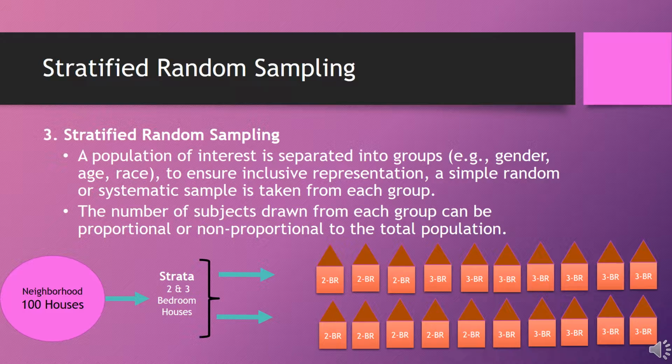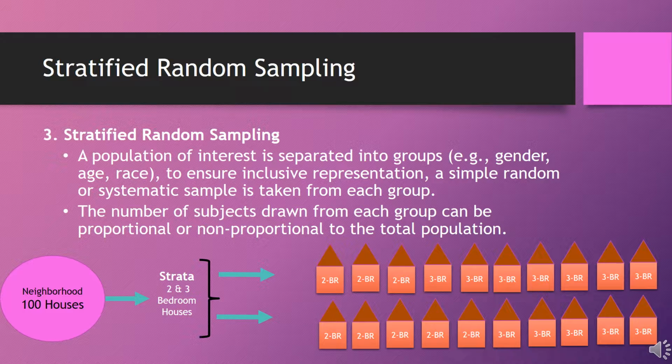The third probability design is stratified random sampling. In stratified random sampling, a population of interest is separated into groups to ensure inclusive representation. A simple random or systematic sample is taken from each group. The number of subjects drawn from each group can be proportional or non-proportional to the total population.